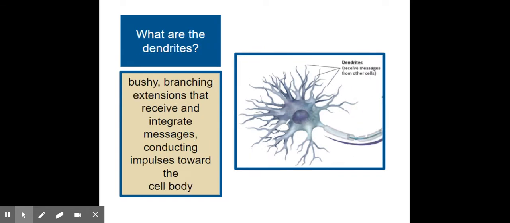All right, let's take a look at the dendrites. The dendrites receive and handle incoming messages from other neurons, and those neurons can attach with their axon buttons here, or they can attach to the dendrites themselves. Their job is to secure the neuron and also to relay that electrical and chemical message from one neuron into this neuron. We'll take a look at that when we look at the synapse.